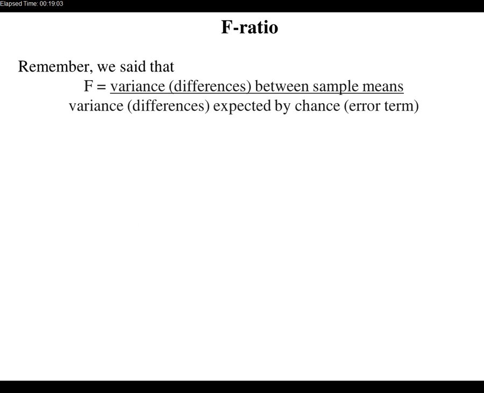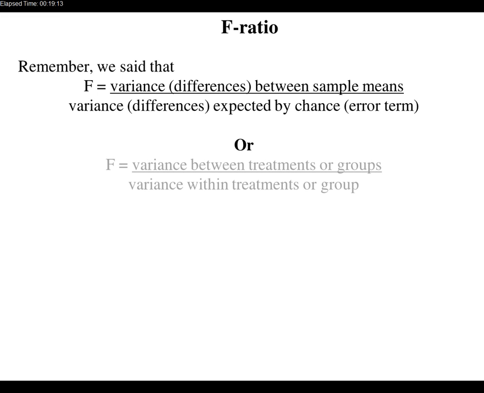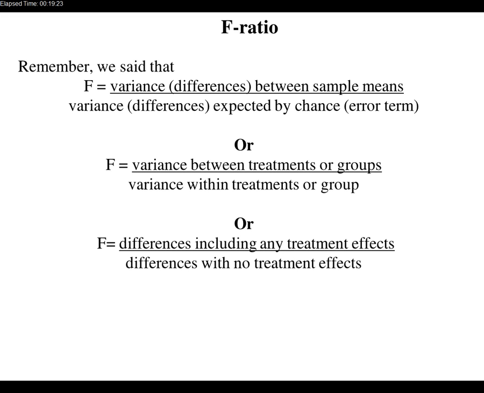The F ratio. Here's a whole bunch of numbers for you. You don't have to worry about these numbers, because SPSS is going to do this. But let's take a look. Don't forget, F equals the variance between sample means divided by the variance expected by chance, which is the error term. Or F equals the variance between treatments or groups divided by the variance within treatments or groups. Or F equals the differences, including any treatment effects, divided by the differences with no treatment effects.